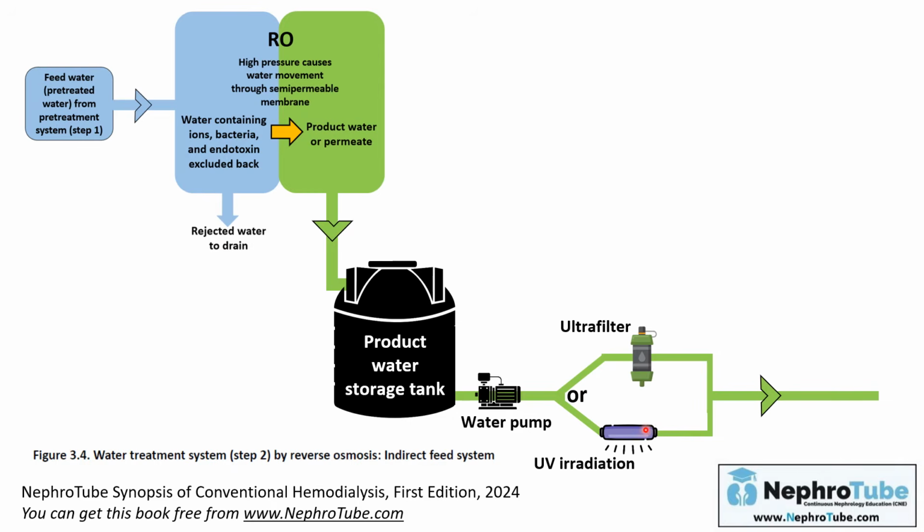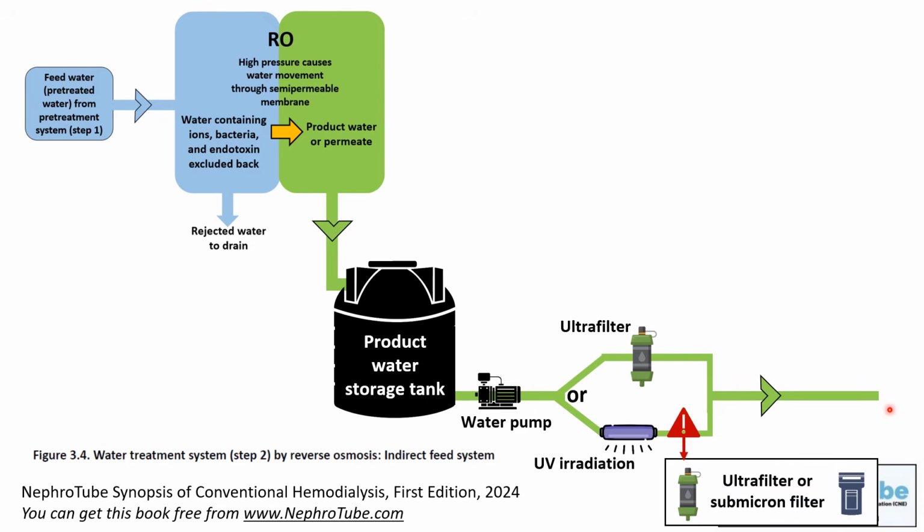Or it can be followed by ultraviolet rays. The disadvantage of this ultraviolet ray, the negative side effect of it, is that ultraviolet radiation will damage the bacteria. That will cause the release of fragments from the bacterial cell wall as endotoxin. So the ultraviolet irradiation must be followed by an ultrafilter or submicron filter.